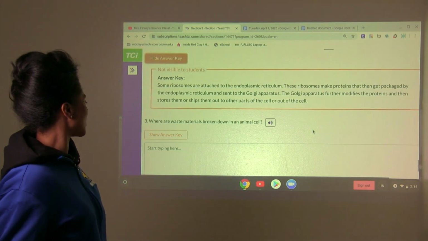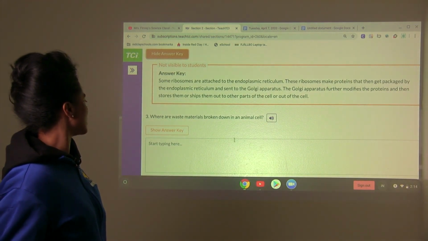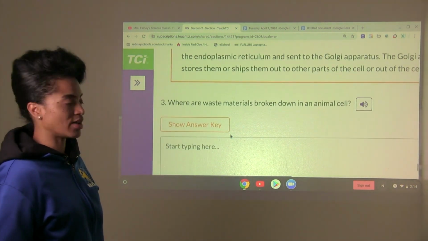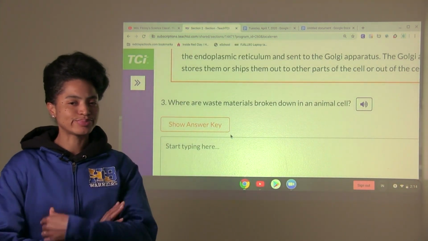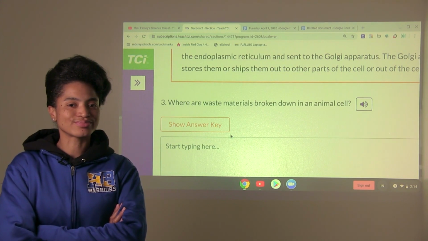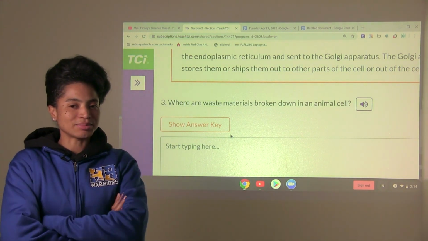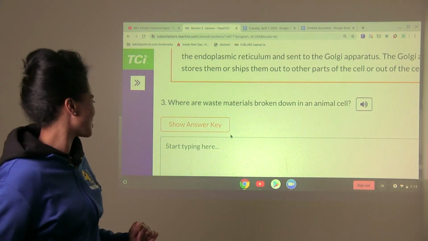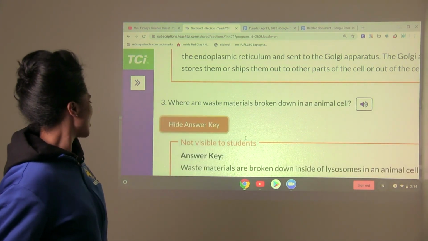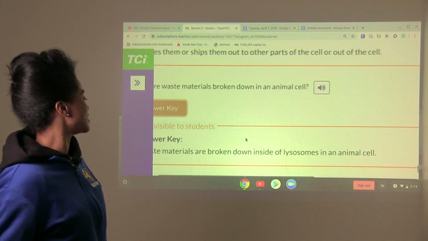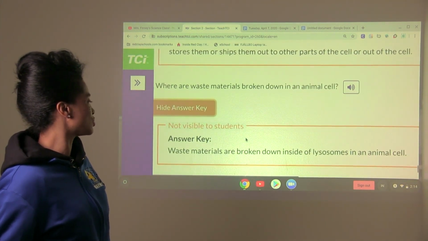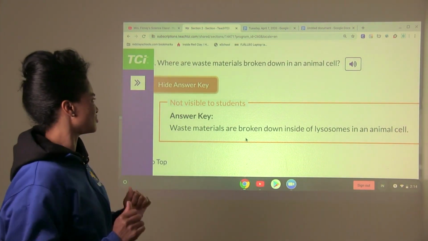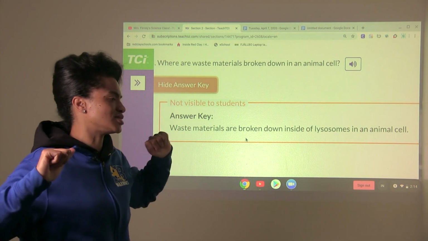All right, last question here. I know you know this answer. Where are waste materials broken down in an animal cell? Where? Please put that in a complete sentence. That's so smart. Oh my gosh, here we go. Waste materials are broken down inside of lysosomes in an animal cell. Good job, nice work. Yes!